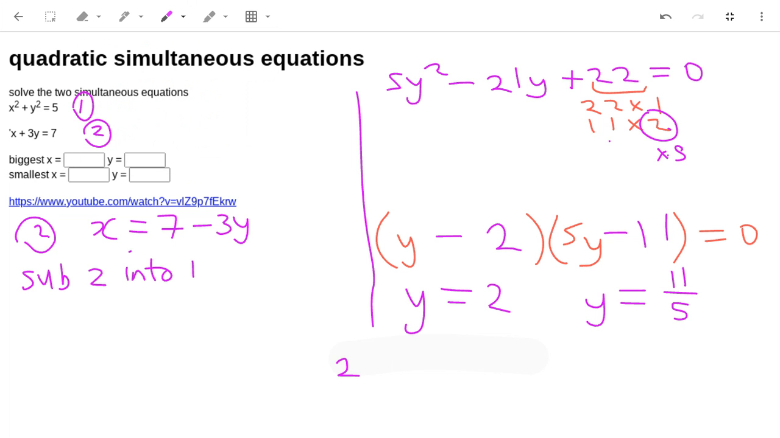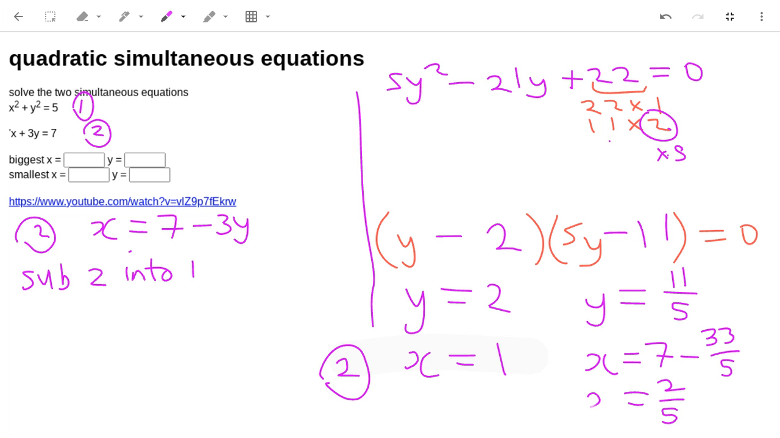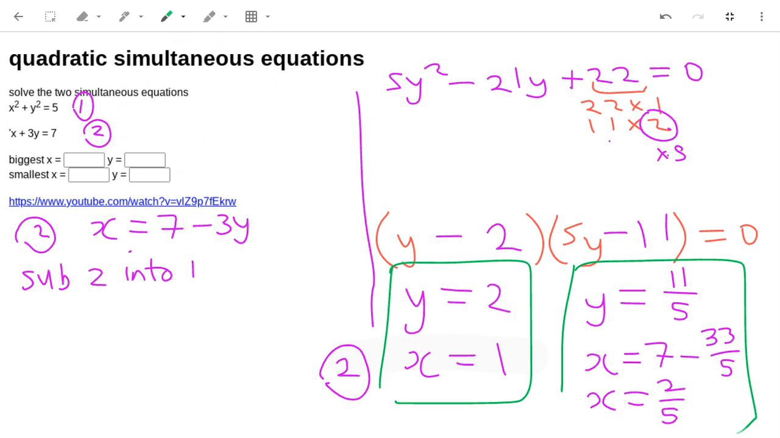Next, I use equation 2 again to work out x. So I substitute the 2 into the y here, and that gives me x equals 7 minus 3 times 2, so x equals 1. And on the other side, I get x equals 7 minus 33 over 5, which is 2 over 5. So my pairs of solutions are, this is one pair, and this is another pair of x and y solutions.